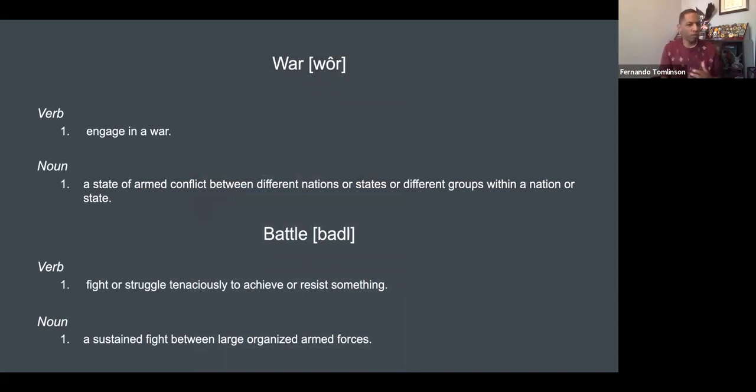Well, what's war versus battle, all that good stuff? Well, I look at what Webster says. Webster says war, engaging in a war is a verb. From a noun perspective, a state of armed conflict between different nations or states or different groups within a nation or state. When we look at battle, verb, fight or struggle tenaciously to achieve or resist something. Noun, a sustained fight between large organized armed forces.